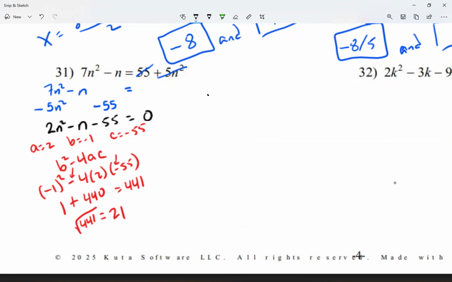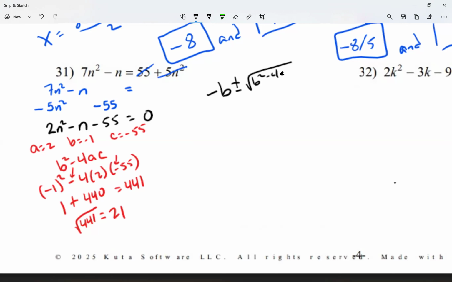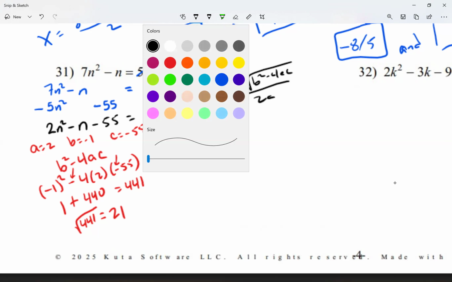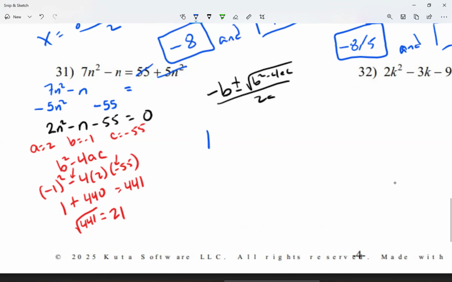The quadratic formula says negative b plus or minus the square root of b squared minus 4ac over 2a. So negative b. Remember how my b was -1? So the negative of a negative will give me +1, plus or minus the square root of b squared minus 4ac, that's √21. I did the hard part first. All of this is over 2 times a.